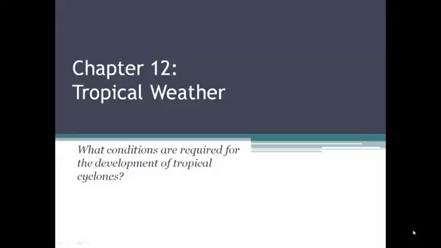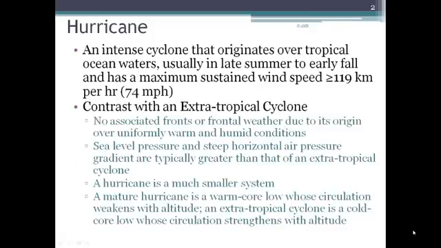We're ready for Chapter 12 and tropical weather. Our driving question here is what conditions are required for the development of tropical cyclones? Hurricanes are the main tropical cyclones that we talk about. And a hurricane is an intense cyclone that originates over tropical ocean waters, usually in the late summer or early fall, and it has maximum sustained wind speeds of at least 74 miles per hour.